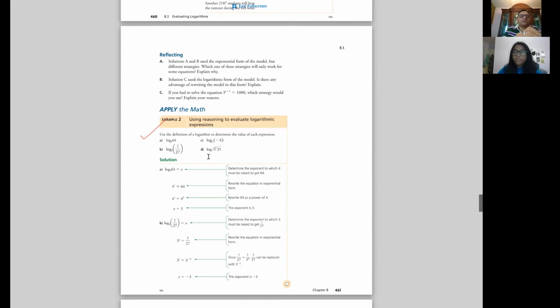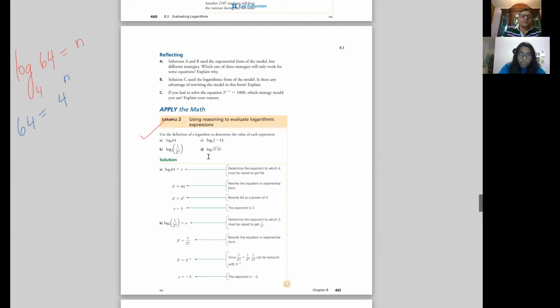Let's begin with the very first one, which is log to the base 4 of 64. Now, we don't know what this is, so let this be some number n. When we say definition, that means we want to write this log function as an equivalent exponential function. The base is 4, so the base remains the same. So we get 64 equals 4 to the power of n.